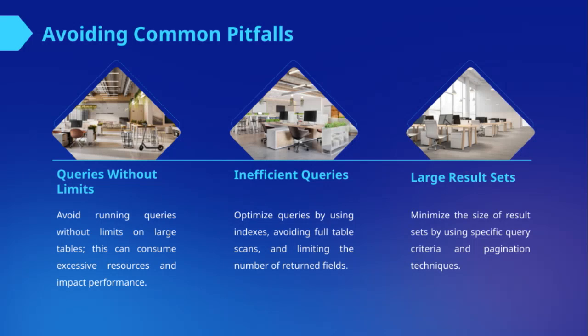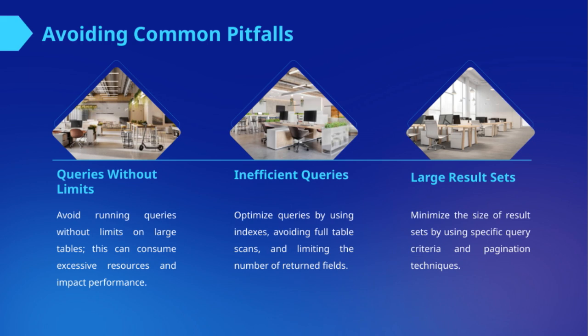When working with databases, it's really important to avoid some common pitfalls that can affect performance. One major issue is dealing with large result sets. If your queries return too much data at once, it can slow everything down. So always try to minimize the size of your result sets by using specific query criteria. For example, narrow down your search with precise filters. Also, consider using pagination techniques to break up large results into manageable chunks, which helps keep the system responsive.